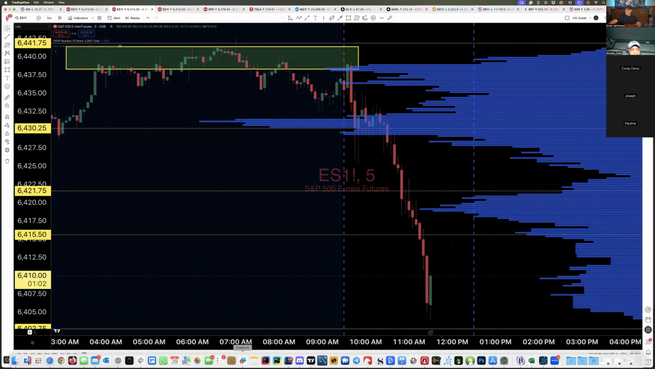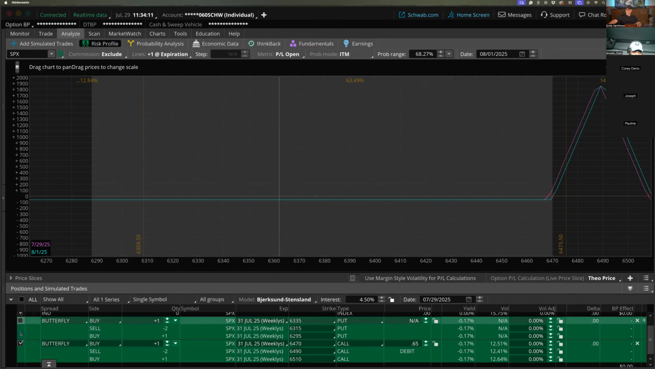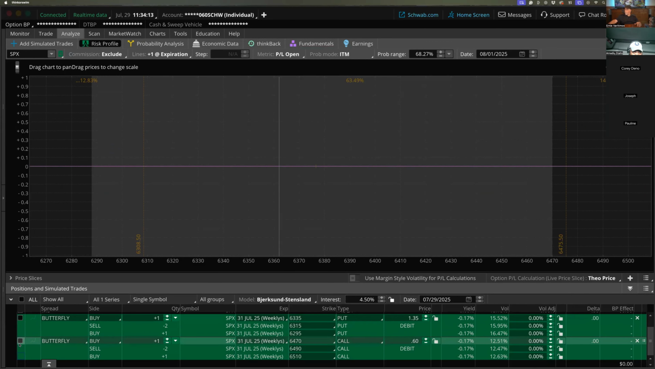Way down there. Yep. So the way I do that then is I open up my platform to the Analyze tab, and I'm just going to close some of these others so that they don't get in the way.